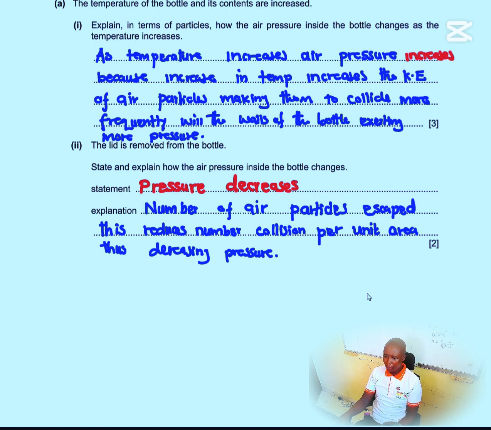So let's move down. We are told that the lid is removed from the bottle. State and explain how the air pressure changes. If the lid is removed, it means that some of the air particles and molecules are going to escape from the container. So we are going to have fewer particles inside the container, so there will be fewer collisions on the walls of the bottle. This is going to result in a decrease in pressure.